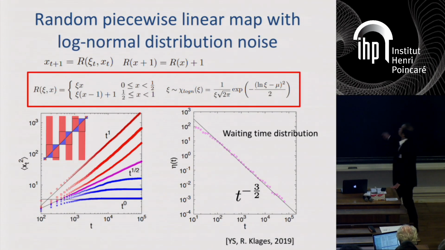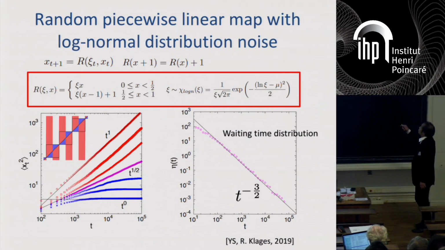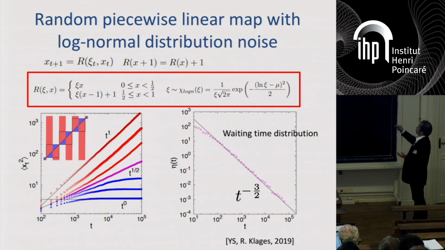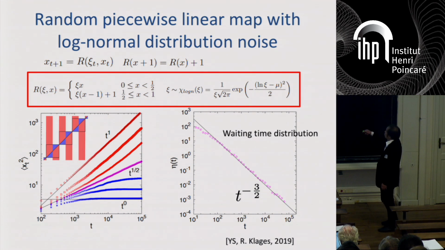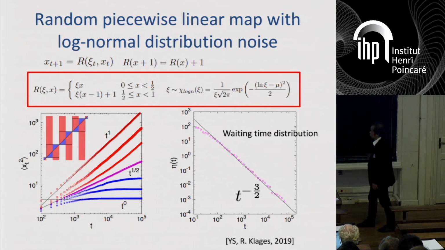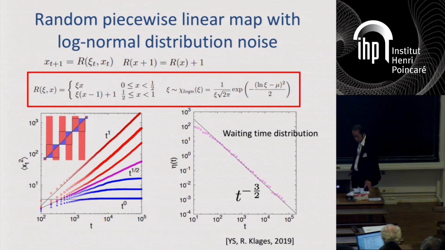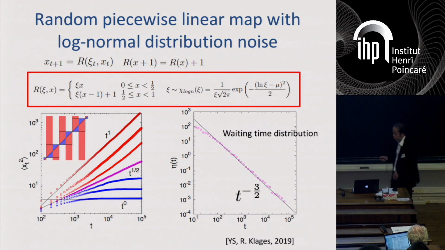Right, so we investigate the unbounded noise case, in this case a log normal distribution for this slope. So the slope of the random map is given by a log normal distribution. In this case, we get a similar MSD, and similar or the same waiting time distribution, t to the minus 3/2.